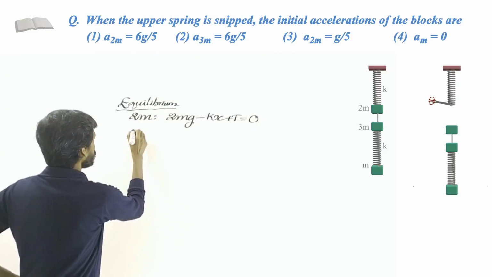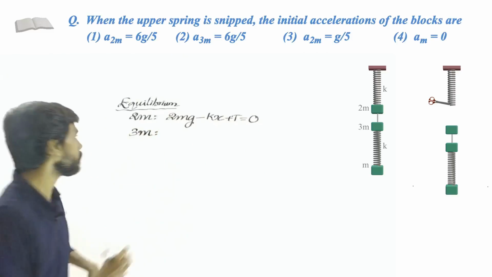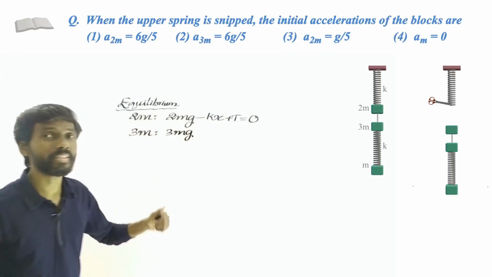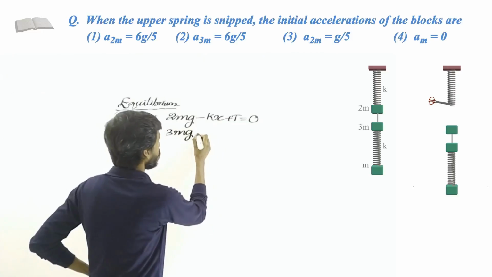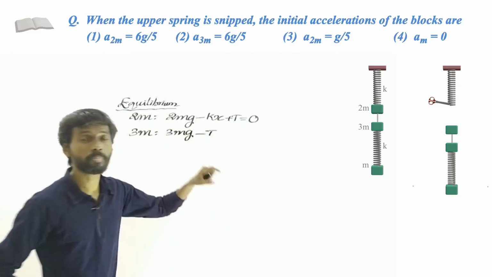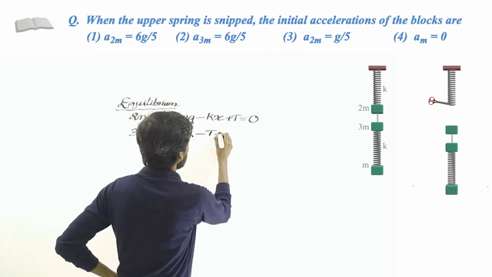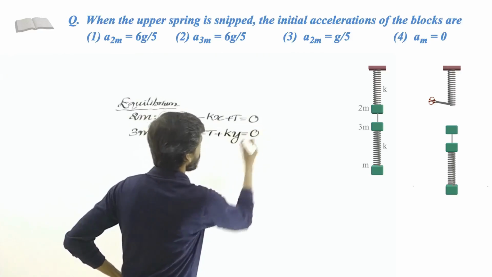Similarly, the next block, 3m. So what are the forces here? Now again 3mg, and also the tension force in the upward direction, so minus T, and the spring force due to the lower spring, which is in the downward direction, so that is plus ky. Here y is the length we have taken, so that is 0.